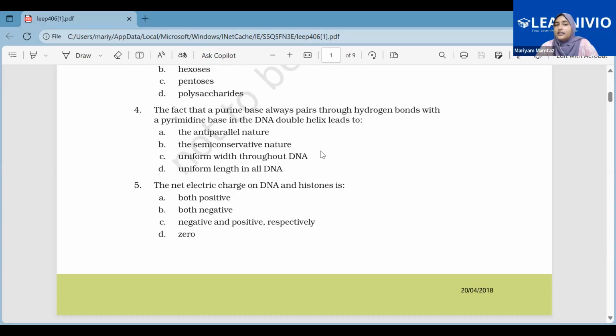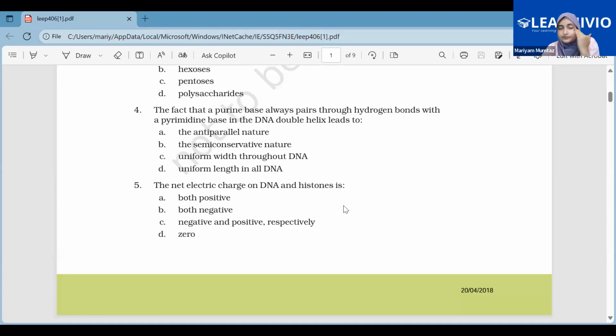The fact that a purine always pairs up with a pyrimidine through hydrogen bond, what does it lead to? Ma'am, is it C? The uniform width, because everywhere it's going to be hydrogen bonds, adenine with thymine with 2 hydrogen bonds, guanine and cytosine with 3 hydrogen bonds. It's going to be like that only throughout.